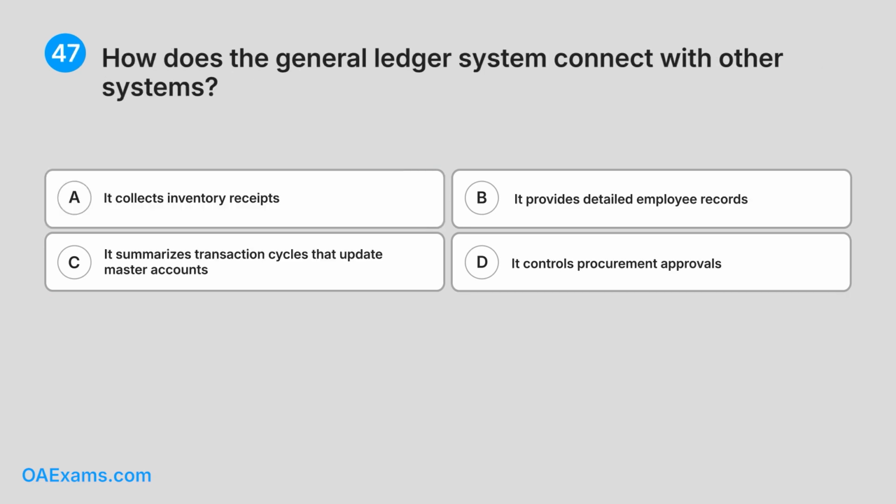47. How does the general ledger system connect with other systems? A. It collects inventory receipts. B. It provides detailed employee records. C. It summarizes transaction cycles that update master accounts. D. It controls procurement approvals. What do you think is the answer?